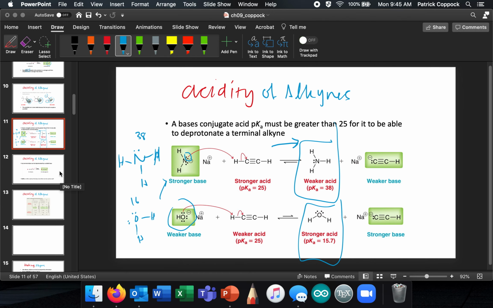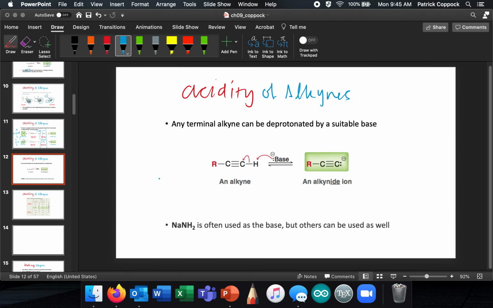All right, so this is oftentimes done with sodamide, but other bases can be used as well. I explained in a previous slide how you would figure out what kind of base could be used. This is the conjugate base of ammonia, which has a pKa of 38. So that's how you can evaluate things like that.